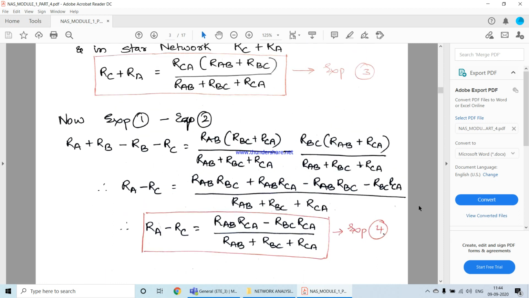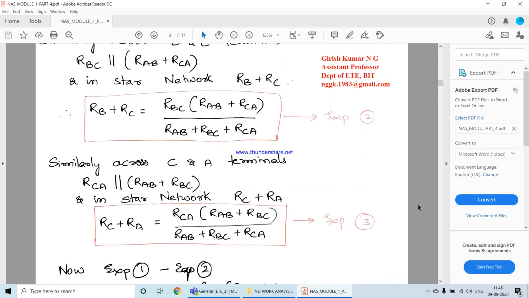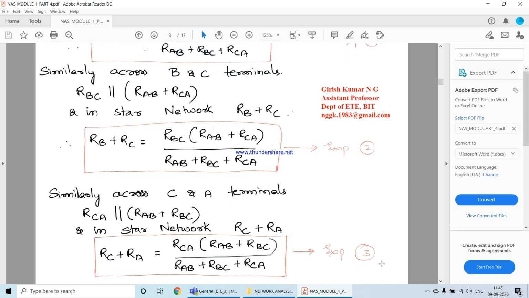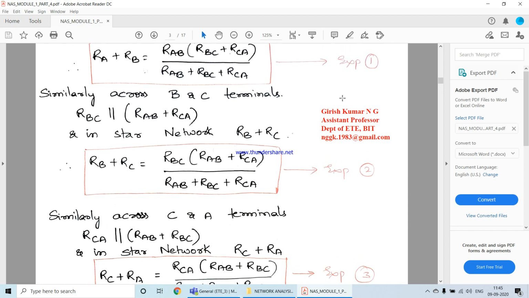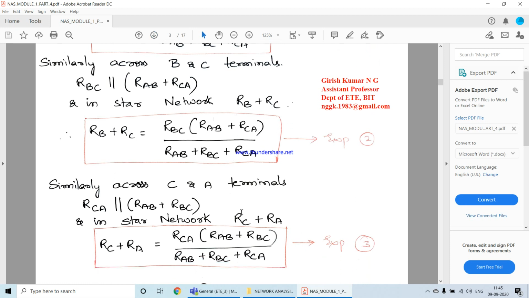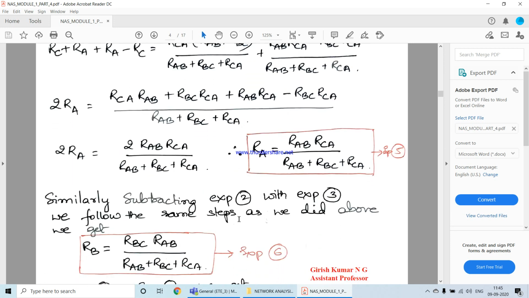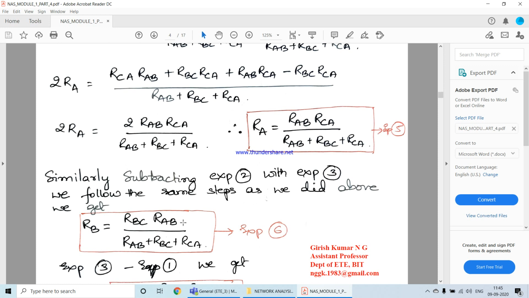In a similar way, go back to expressions 1, 2 and 3. Earlier you subtracted expression 1 with expression 2. Now you subtract expression 2 with expression 3, so RB plus RC minus RA, and then you get RB minus RA here. Once you get RB minus RA, you add it with expression 1. So RA gets cancelled, you get 2 times RB. Therefore, finally you will end up getting RB as RBC RAB divided by RAB plus RBC plus RCA.